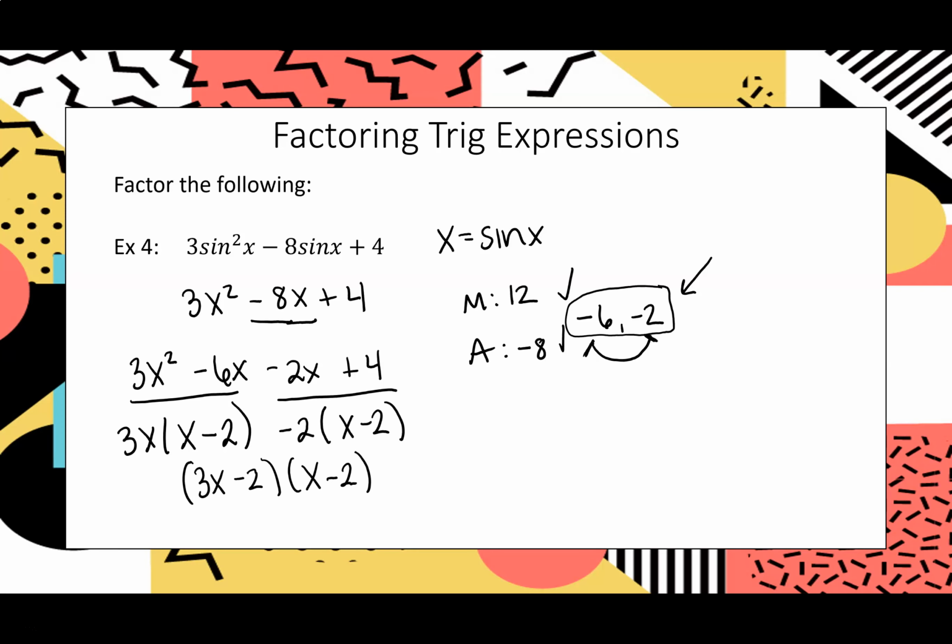And now I'm going to substitute back in, and I'm going to write that over here where I've got more room. That's going to give me a 3 sine x minus 2, and then I've got a sine x minus 2. So all I'm doing is instead of writing an x here, I'm writing sine.